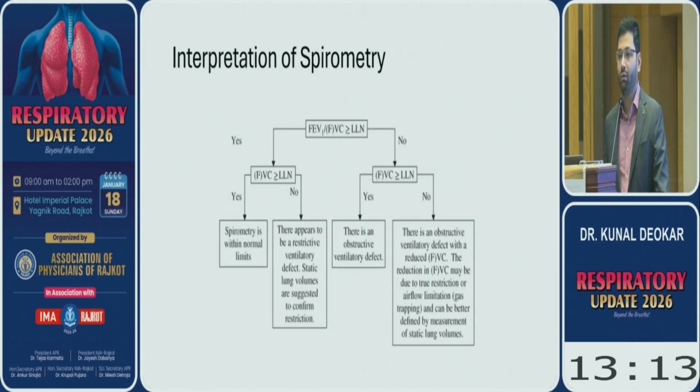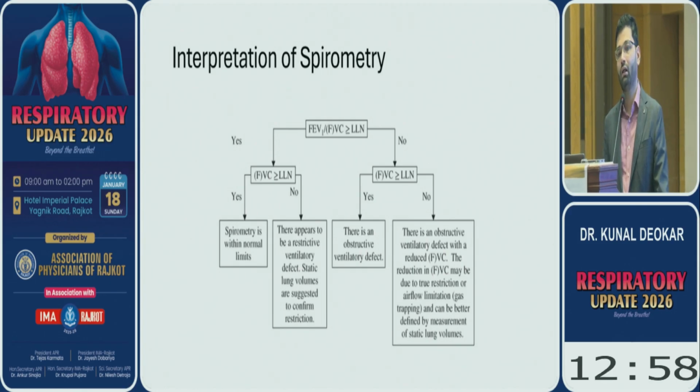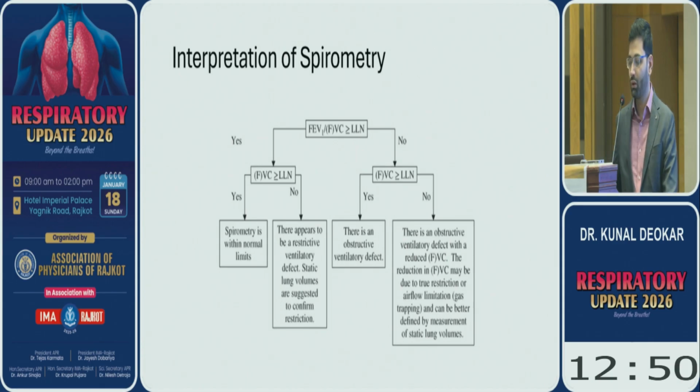As you saw, in forced oscillometry the patient does not really have to blow hard. So what is the advantage of lung oscillometry? If the patient is not able to perform spirometry, then we can use lung oscillometry or forced oscillometry, for example in children, the elderly or mentally retarded patients who are not able to follow instructions during spirometry. In those cases, we can use forced oscillometry. So this is a simple interpretation of spirometry.